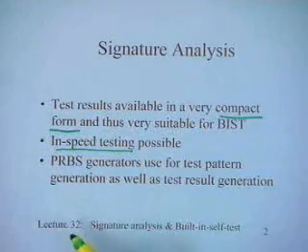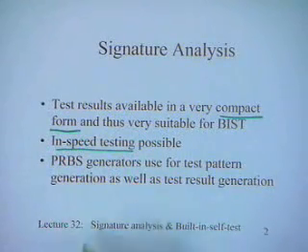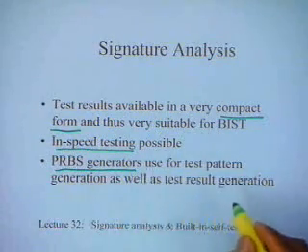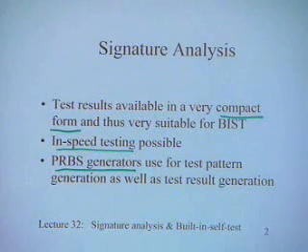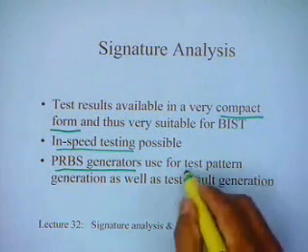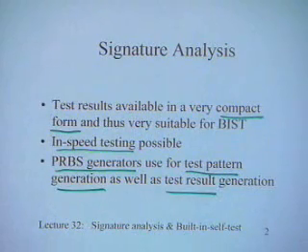There are certain errors which show up only during in-speed testing. So, that is another advantage, and this is the way signature analysis is implemented. We have this PRBS generator, we will talk about that. This is a pseudo random binary sequence generator. These are used for two things. They are used not only for generating the test pattern, but they are also used for generating the test result, and we will see how this can be done.